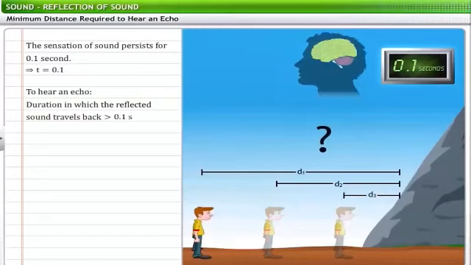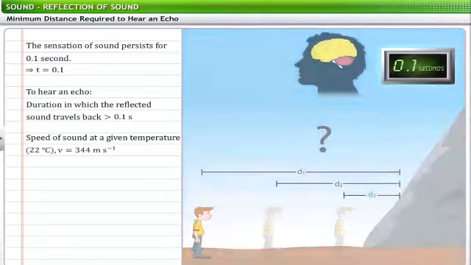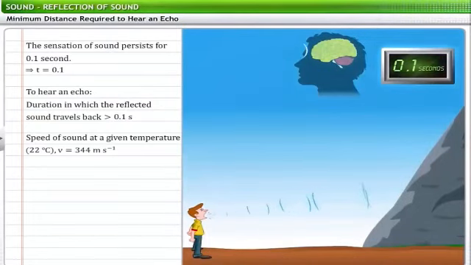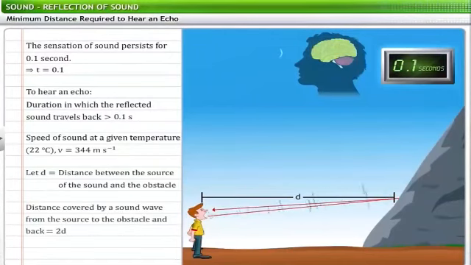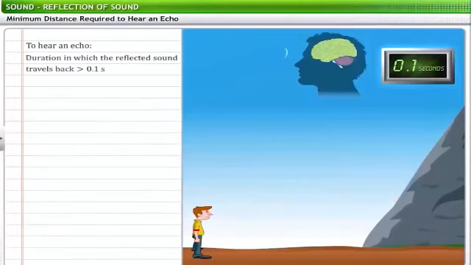Let's find out. The speed of sound at a given temperature, say 22 degrees Celsius, is 344 meters per second. Consider the echo produced by shouting on a cliff. Let d be the distance between the source of sound, in this case, the man, and the obstacle, in this case, the cliff. The distance travelled by the sound wave from the source to the obstacle and back to the source is equal to 2d. To hear the echo, the duration in which the reflected sound travels back should be at least 0.1 second.